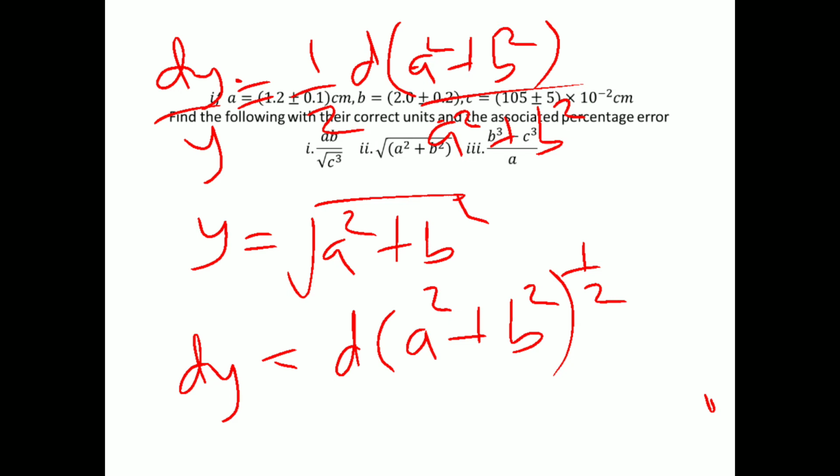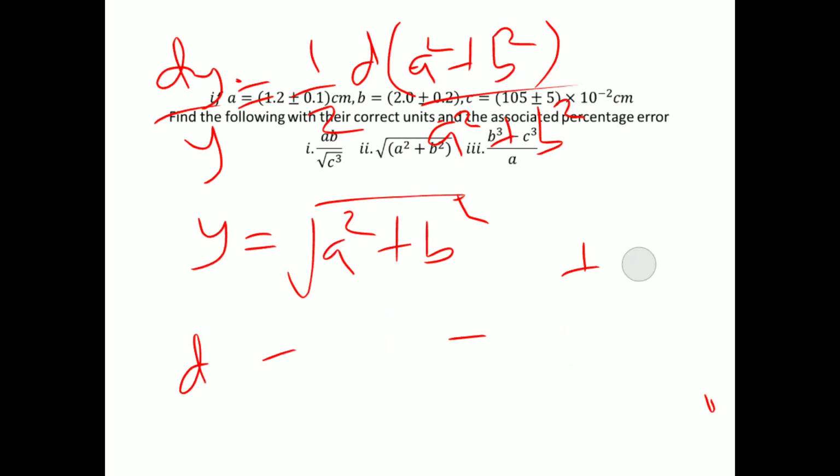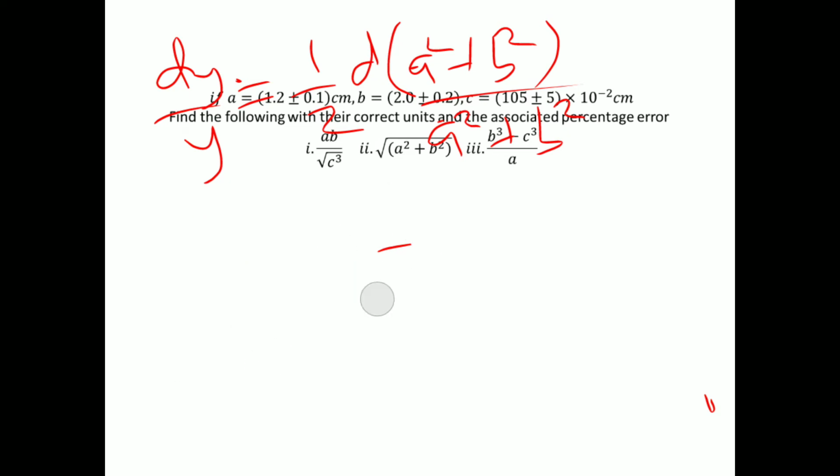Okay, so what is the error in a squared plus b squared? How do we find the error in a squared plus b squared?